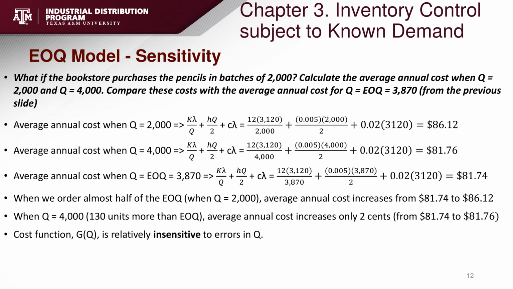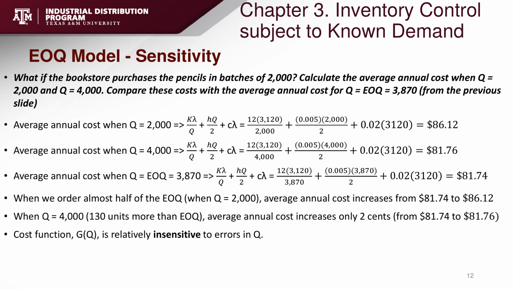Look at that, bumping up to 4,130 units past the optimum costs you a grand total of 2 cents, right? But cutting down to 2,000, roughly half the EOQ, well, that one actually stings. And the lesson is that G of Q is remarkably insensitive to errors in Q near the bottom of the curve. You really don't have to use the exact EOQ, get into the neighborhood and you're fine.